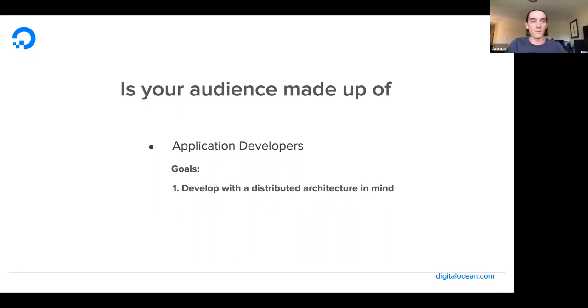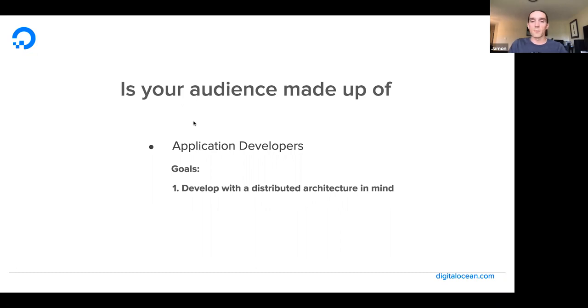Another example of developing with a distributed architecture in mind would be cron jobs. A cron task is a task that runs at a set interval on a system, and they work a little bit differently in a distributed Kubernetes environment than they do on a virtual machine. On a virtual machine, you can edit the crontab for a user or for a system process.